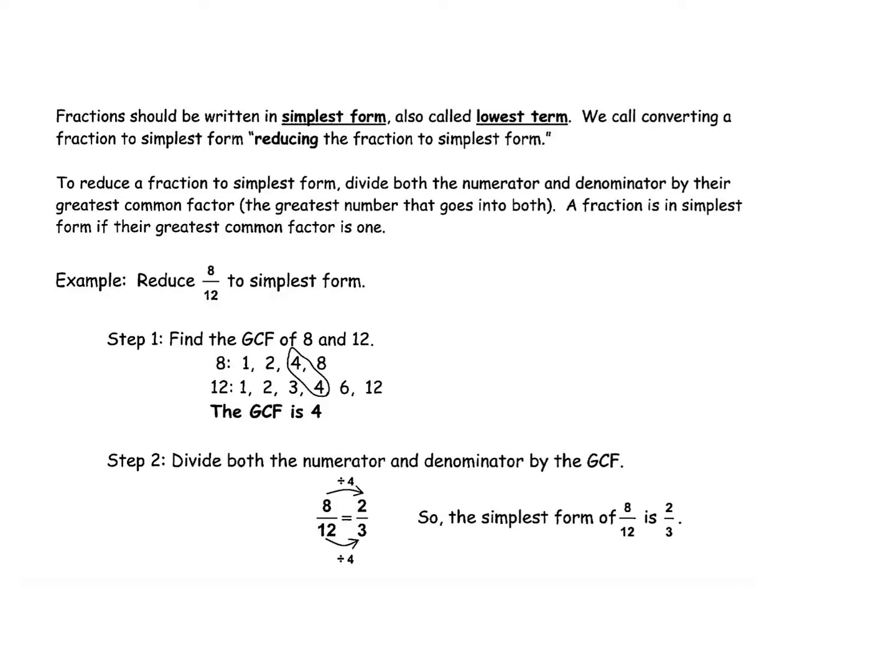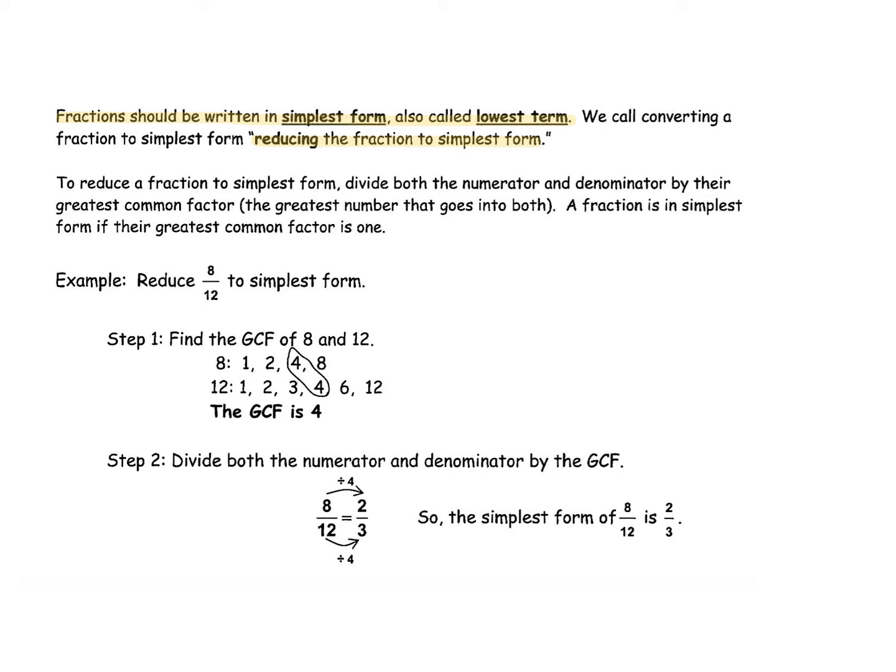Okay, there's a lot here, so I'm just going to highlight the important things that I want you to write down. Fractions should be written in simplest form or lowest terms. We always do that. We call converting a fraction to simplest form reducing the fraction to simplest form. So highlight those two, or write down those two parts that are highlighted.